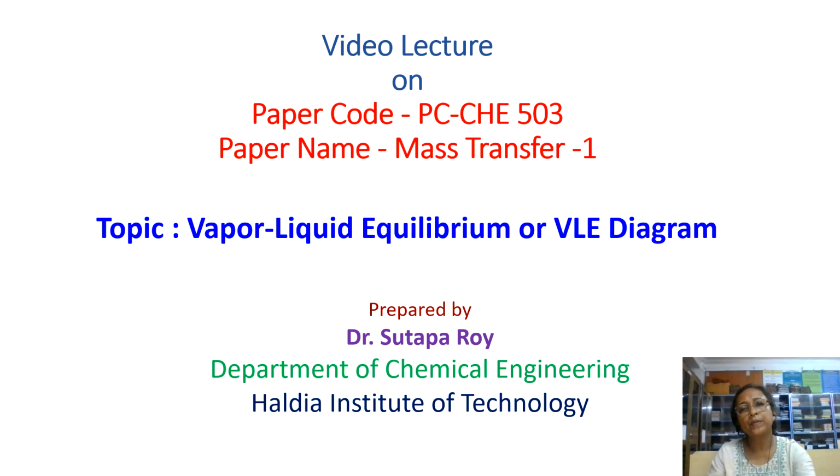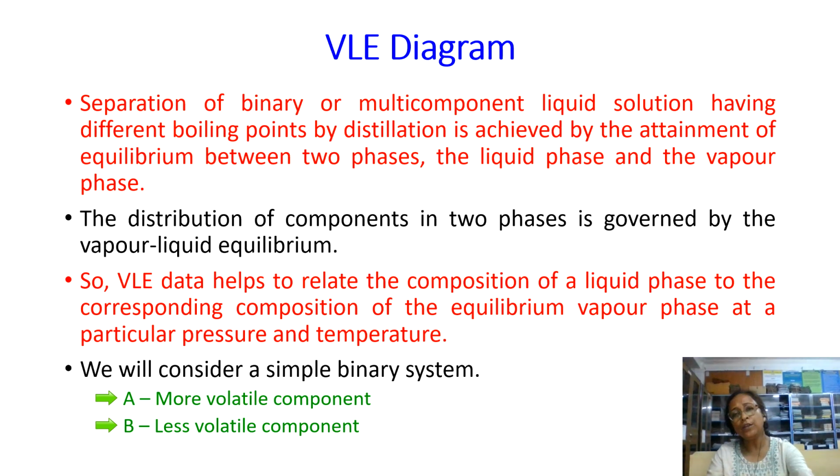In continuation of the previous lecture on distillation, today we are discussing the vapor liquid equilibrium, or VLE, diagram. Now, separation of binary or multi-component liquid solutions having differing boiling points by distillation is achieved by the attainment of equilibrium between the two phases involved in this operation. One phase is the liquid phase, another phase is the vapor phase. Now the distribution of components in these two phases is governed by the vapor liquid equilibrium, or VLE.